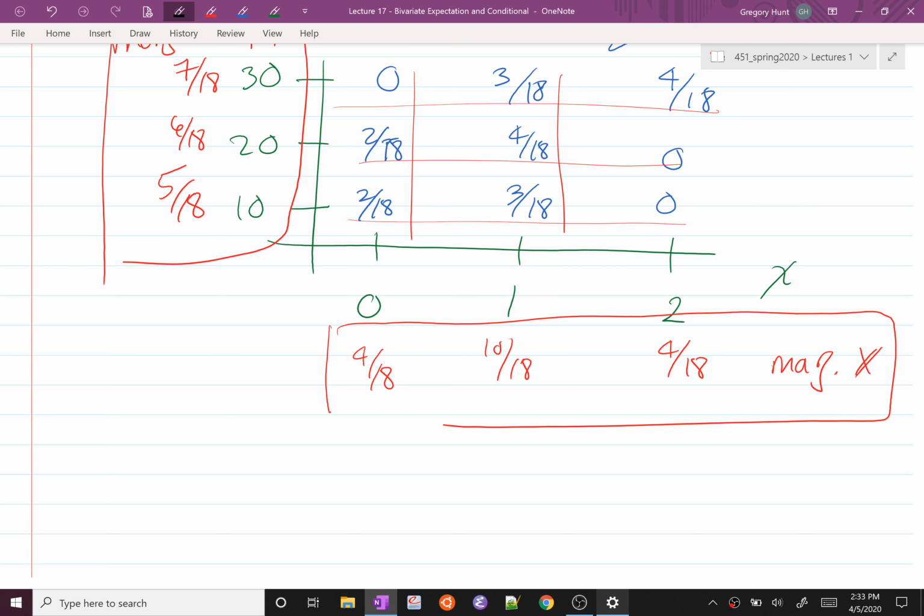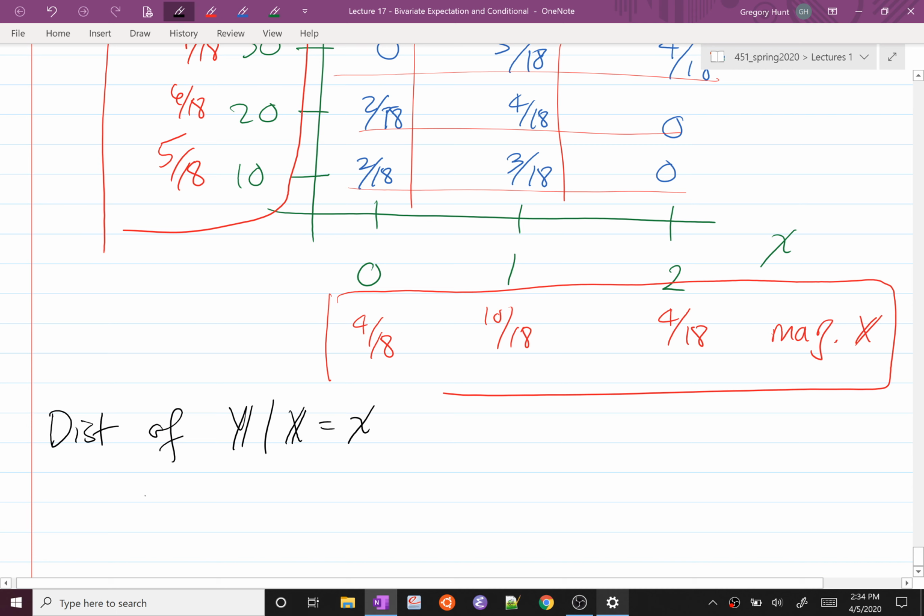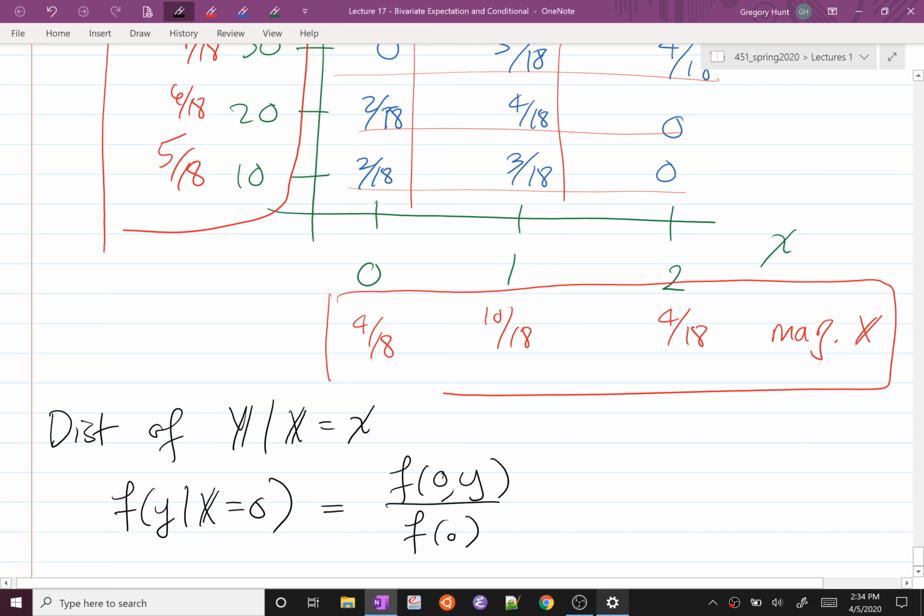And I could calculate, let's write it this way, what is the distribution of y given x is equal to some value little x? Well, we can calculate that for any possible value. Let's say f of y given x is 0. The formula for this is f of x, which is 0 in this case, 0, y, over f sub x of 0, for our different values of y.